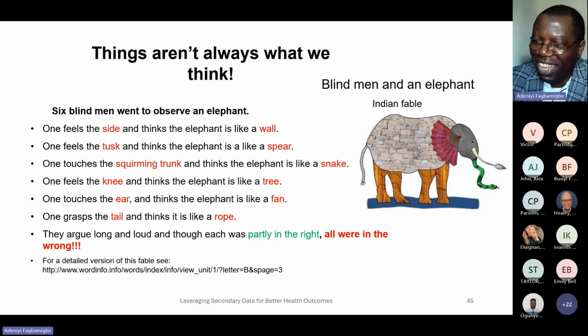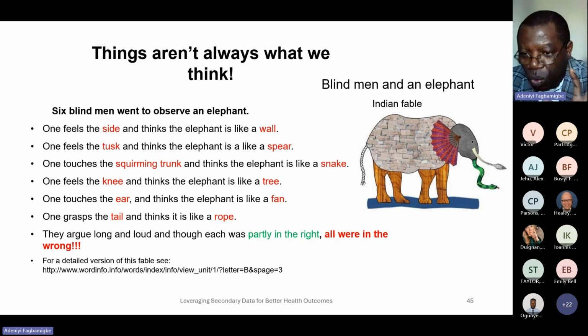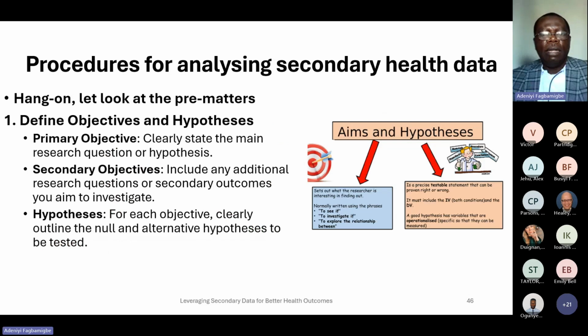Going back to our last webinar, which told us about systems: statistics is a systematic approach to things, whereby you see things as a whole, not just a part. Otherwise, we will get it wrong. So yes, there's a need for us to employ the right statistics when we are dealing with secondary data. And with that, I would like to talk about the procedures for analyzing secondary data.